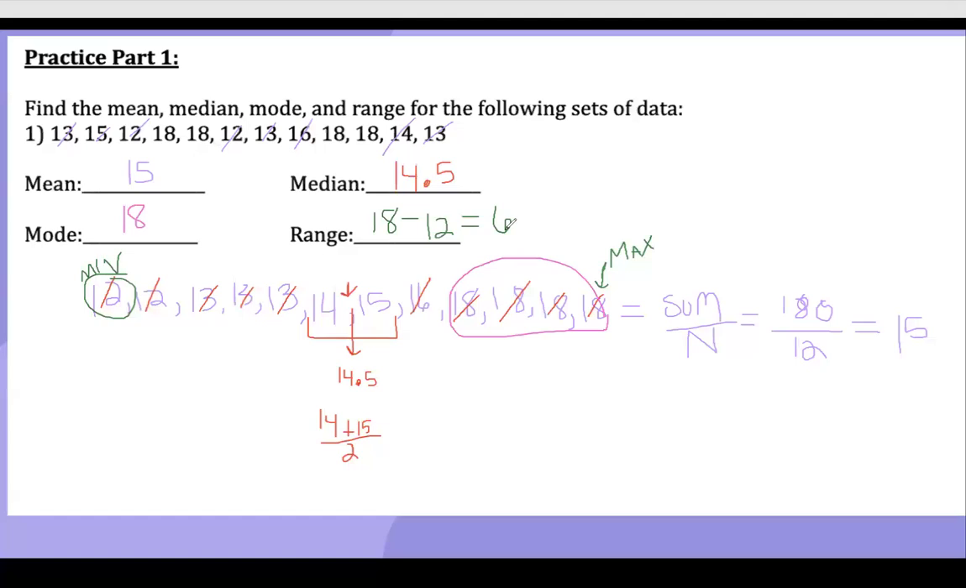All right, that is how you calculate the 4 different measures of central tendency, which is what we call these in stats. So you are going to complete numbers 2 and 3 for homework. Number 3 is on the back of your sheet, so make sure you look at that.